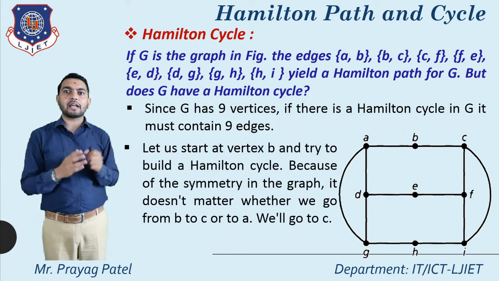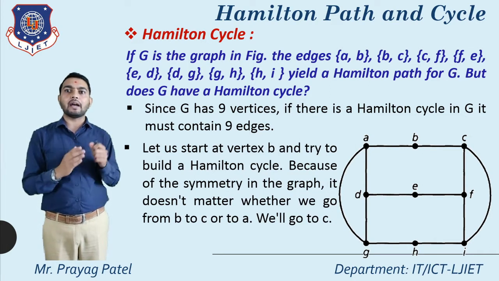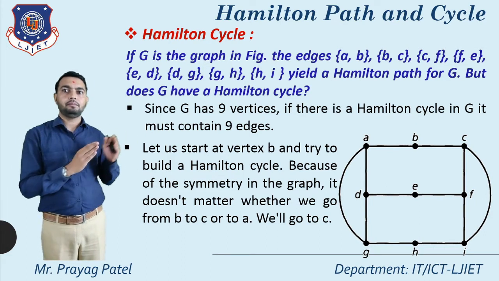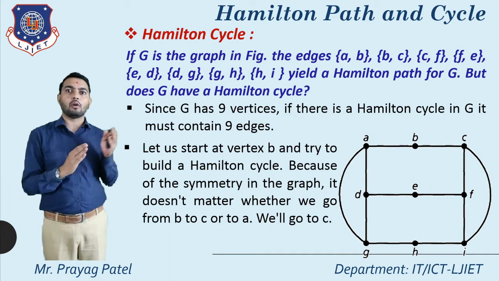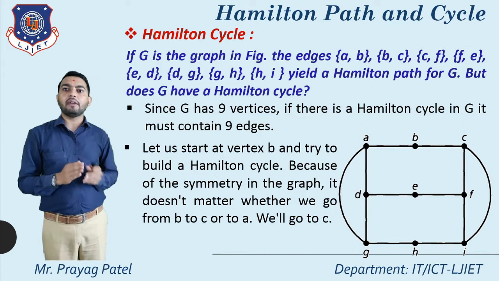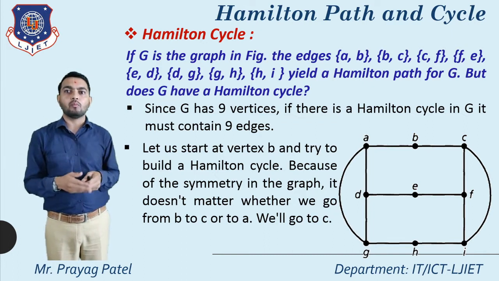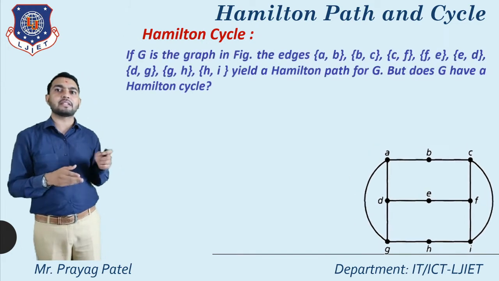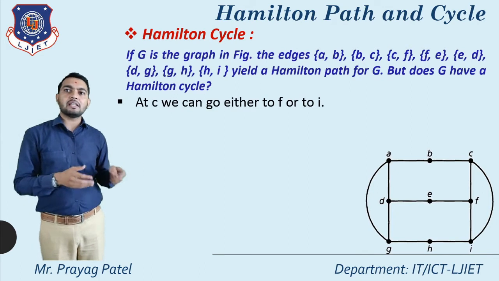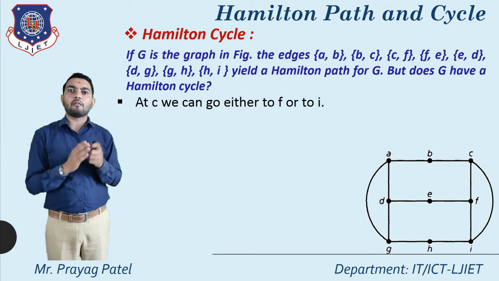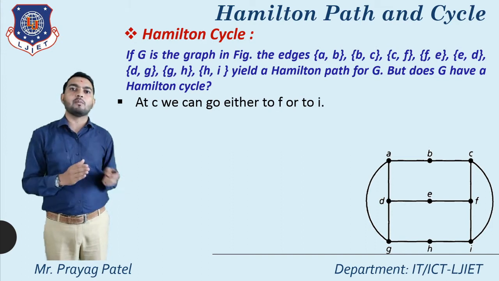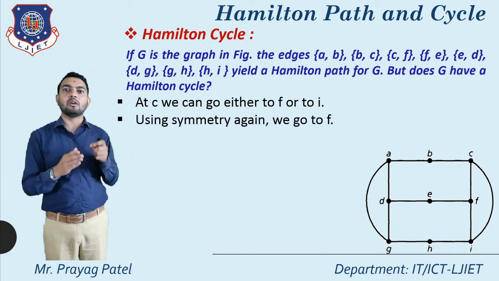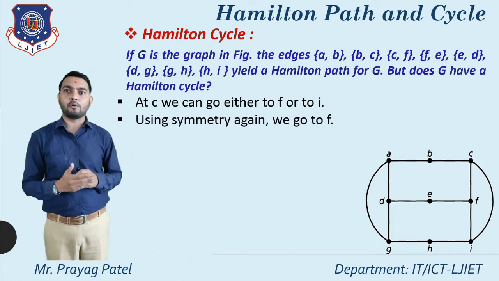Let us start at the vertex B and try to build a Hamilton cycle. Here, if we start the process from B, then we have two options, B to C or B to A. So here we can select any option out of these two. So we select, for example, C. So we visit B to C for finding the Hamilton cycle. Now after C, we have the possibility of C to F or C to I. Both possibilities are valid, but we select any one. So for example here we select the node F. So visit the C to F node.